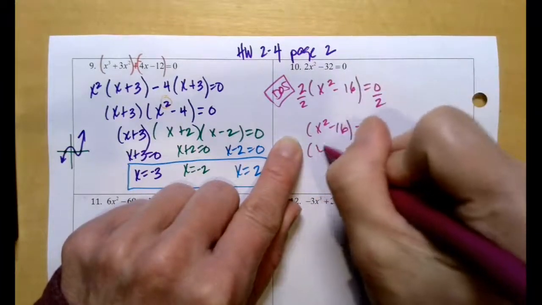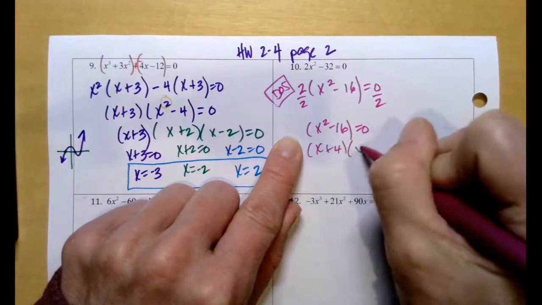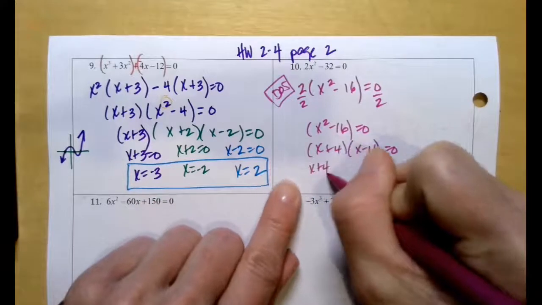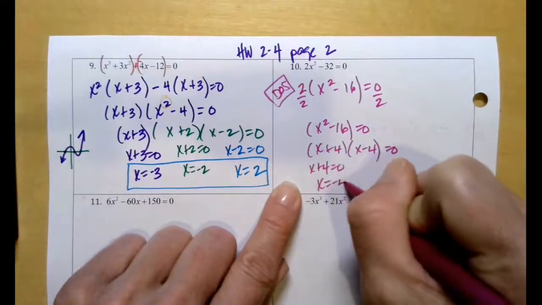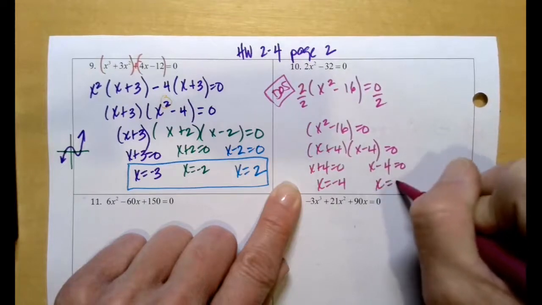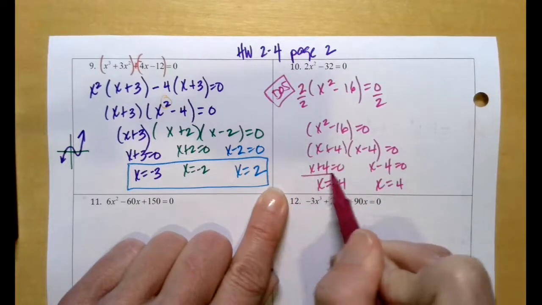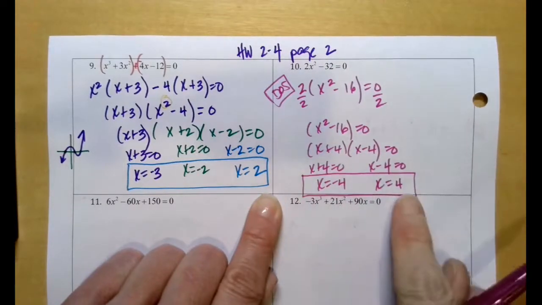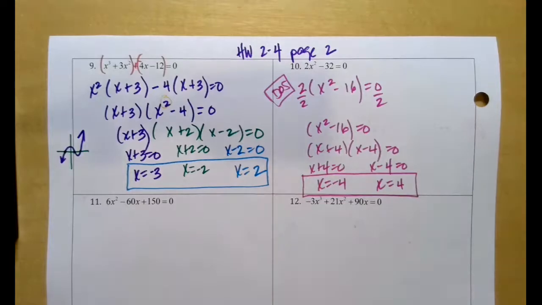So now I'm looking at x plus 4, x minus 4 could be equal to 0. X plus 4 could be equal to 0. X could be negative 4. X minus 4 could be equal to 0. X is equal to positive 4. Those are my roots, my zeros, my solutions. The place where this graph crosses the x-axis.